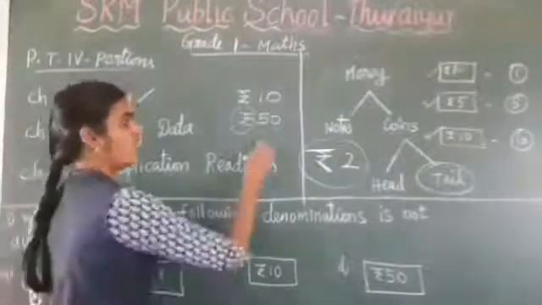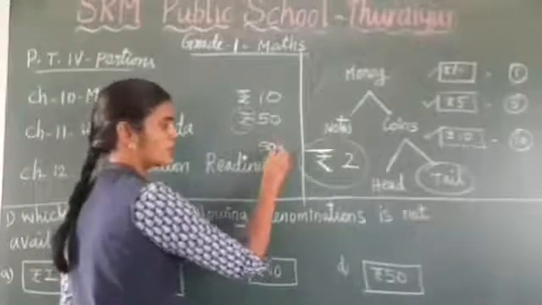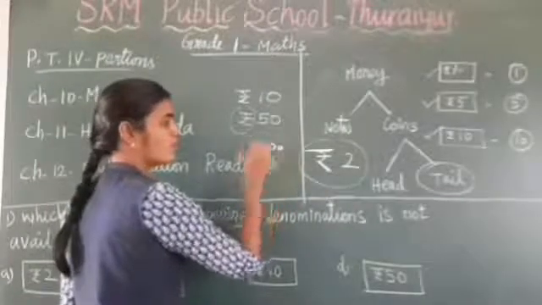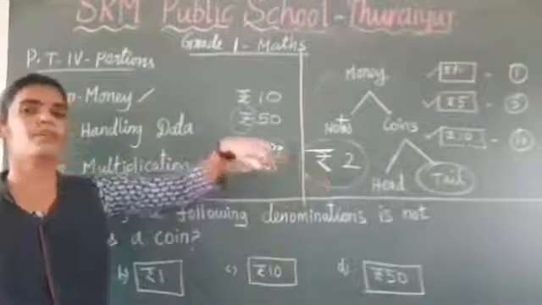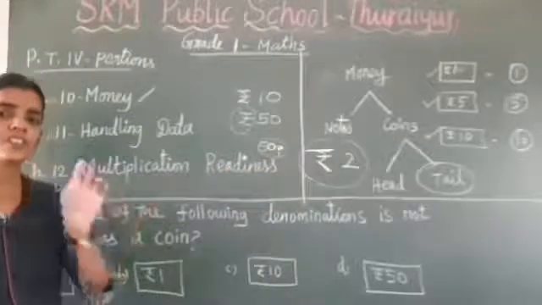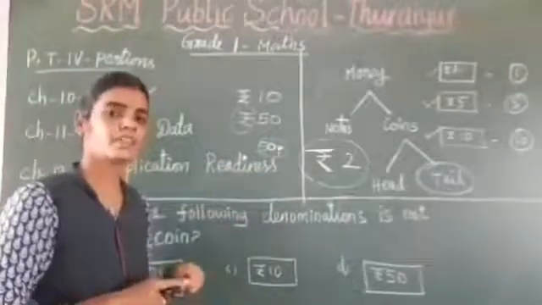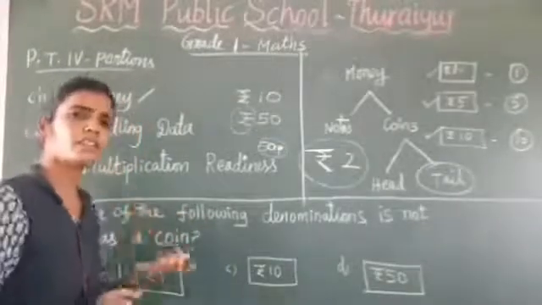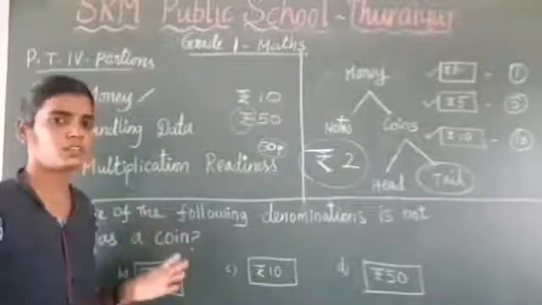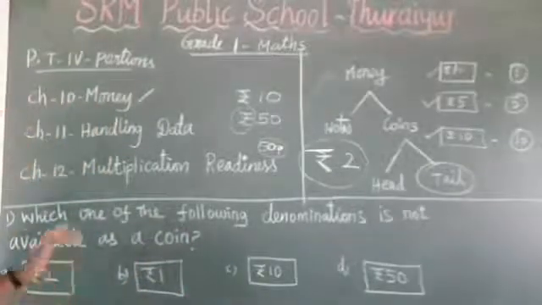50 paise. Paise means we write the value first, after that write a small p. This is called paise. So this is the symbol of rupee. Whose picture is printed on Indian currency notes? Yes, Mahatma Gandhi. Whose picture is printed on every Indian currency note? Mahatma Gandhi.